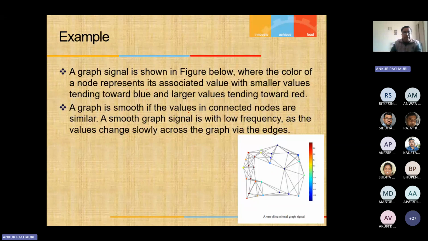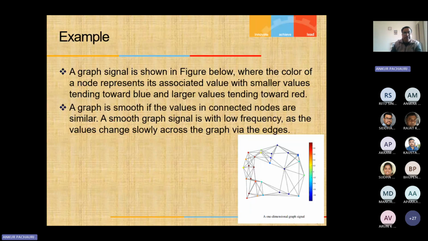A graph is smooth if the values in connected nodes are similar to each other. For example, the neighborhood starts from this node, and some neighbors are moving towards blue and some towards yellow and green. That will be a smooth transition, or we can say a smooth flow. If it is not so, it will be a contradiction: one node is blue and another node is red, a dark blue node connected to a dark red one, two extreme values. That will not be smooth.